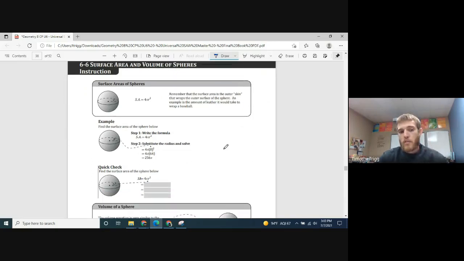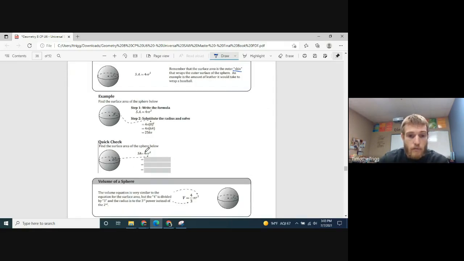So first, let's talk about surface area of a sphere. Again, the surface area is the surface, right? So how much area is the surface of this object? So for a sphere, the formula for surface area is 4 times pi times r squared. So it's like the skin of it, right?